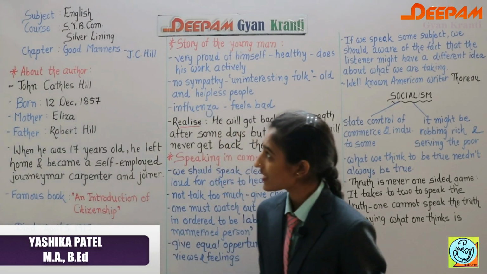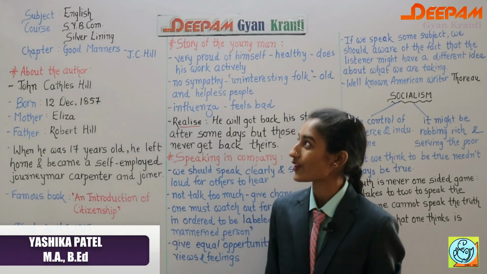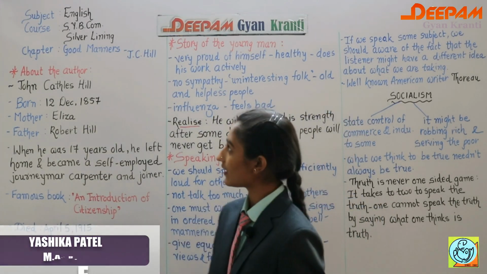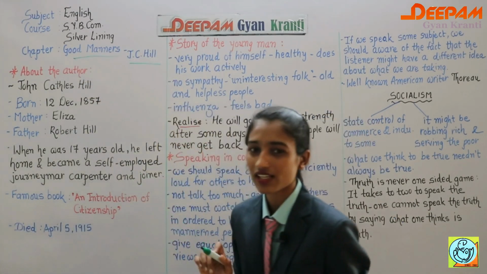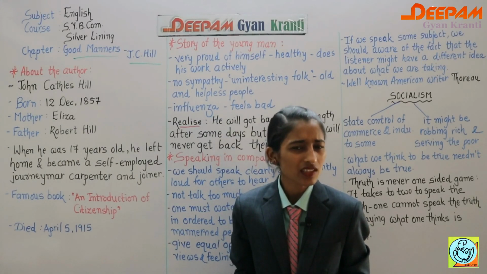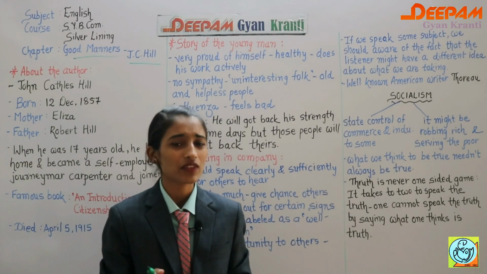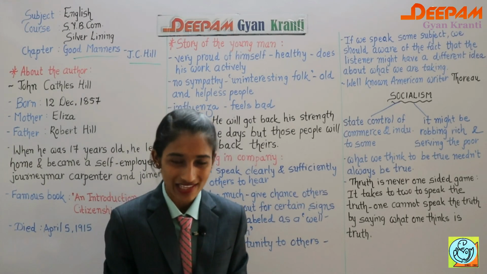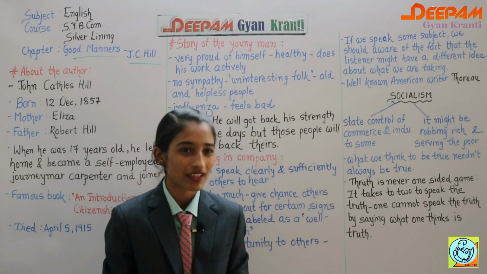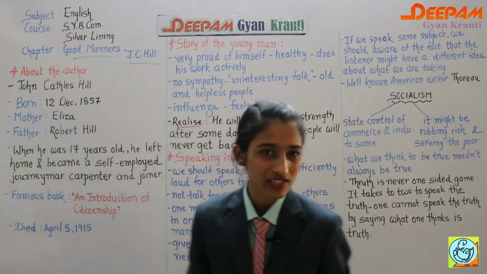Today in this video, we will discuss the chapter that is part of the SY.Com VNSGU University syllabus, and the book is Silver Lining. Our chapter is Good Manners, written by J.C. Hill. Friends, the word manners is very popular nowadays. Wherever we go, we only hear the word manners, manners, manners. Even people say you are mannerless. So what is manners? How can we develop manners in ourselves? That we have to see in this chapter.